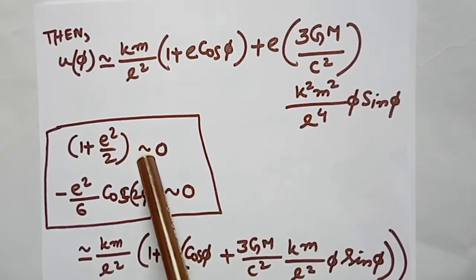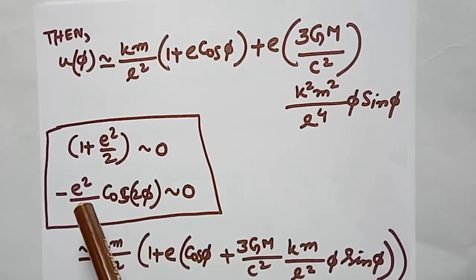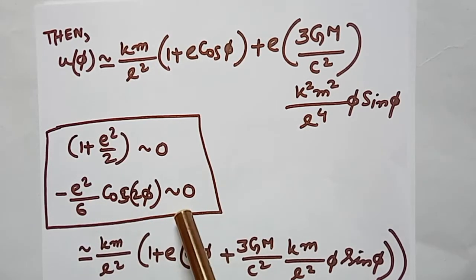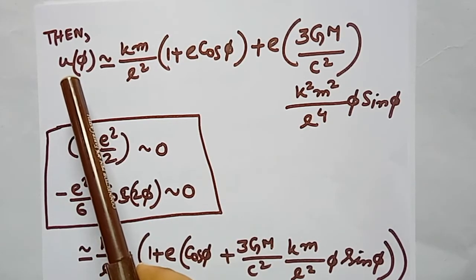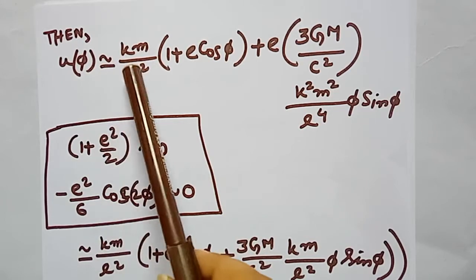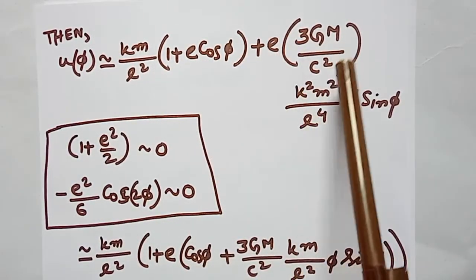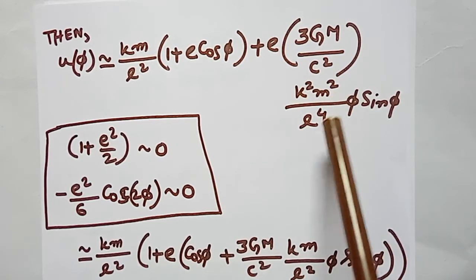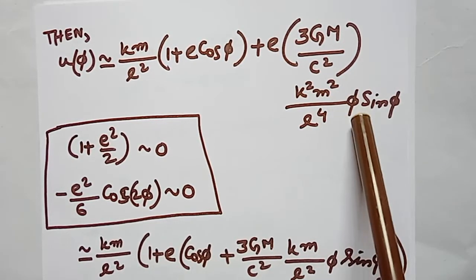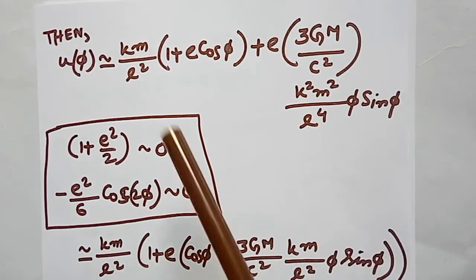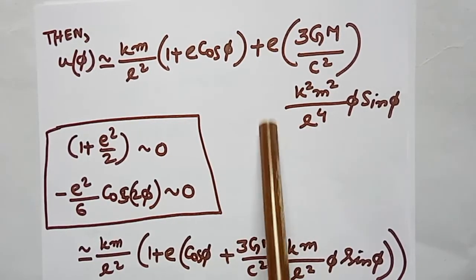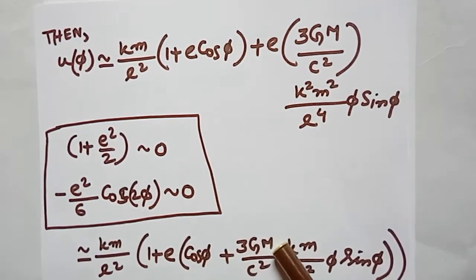Then this term is approximately zero, and this term is approximately zero. So we have the term u of phi approximately km/l² (1 + e cos phi) plus 3GM/c² k²m²/l⁴ phi sin phi. This is the extra term for the general relativistic correction.